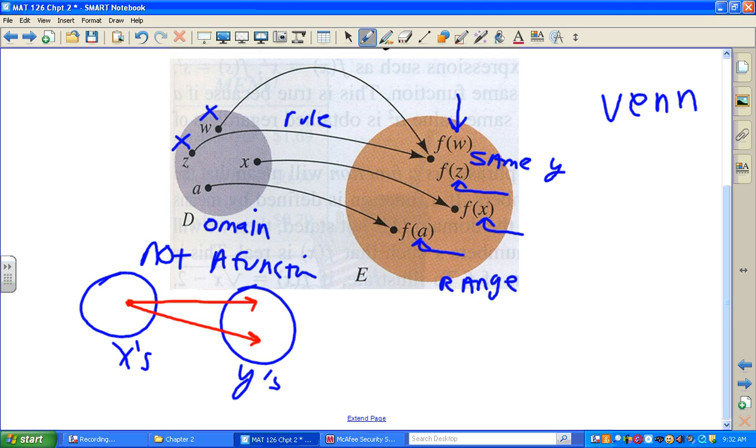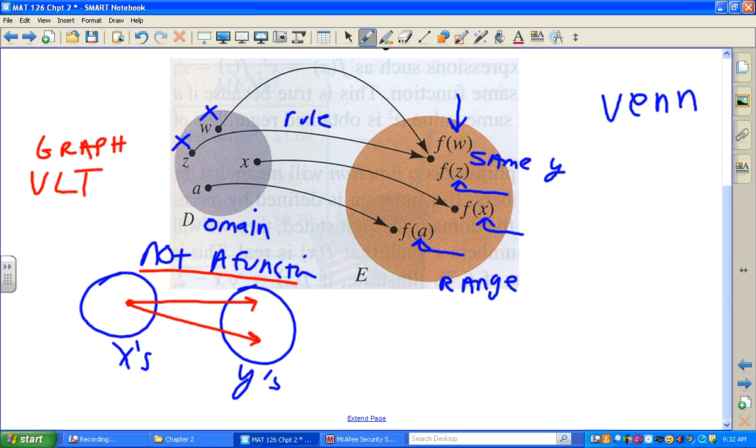I said the definition of a function. This is a Venn diagram of something that's not a function. One X to two Y's. On a graph, we used the vertical line test. That was on a graph. We used the vertical line test. On a Venn diagram, that means it's not a function.